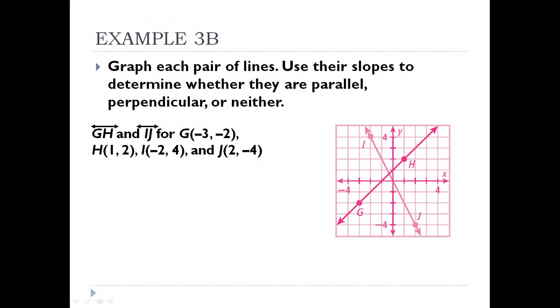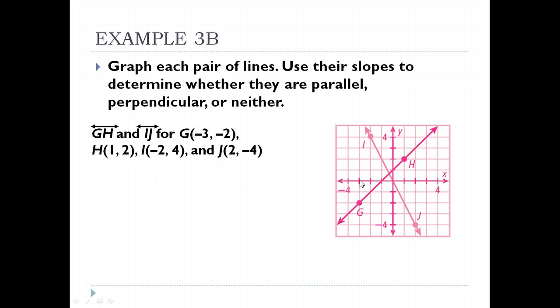Let's do this again with a different pair. We have GH and IJ. We've graphed these lines, G at -3, -2, H is at 1, 2, I is at -2, 4, J is at 2, -4. We have a positive slope for GH just by looking at the line, and we can see that IJ has a negative slope, and we intersect right here. We don't know exactly what that point is. So let's use our slope formulas.